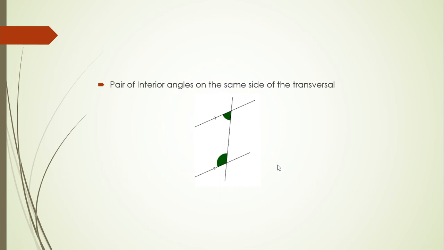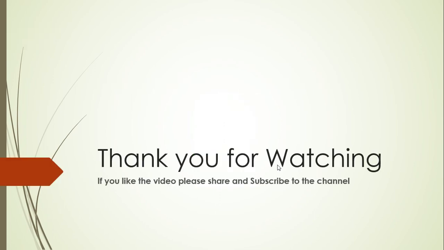Pair of interior angles on the same side of the transversal. Here you can see two lines and one transversal. The angles made on the same side of the transversal are of green color. That green color shows the angles made on the same side of the transversal. So it is not necessary that they are equal. That is why one is bigger and another is smaller.